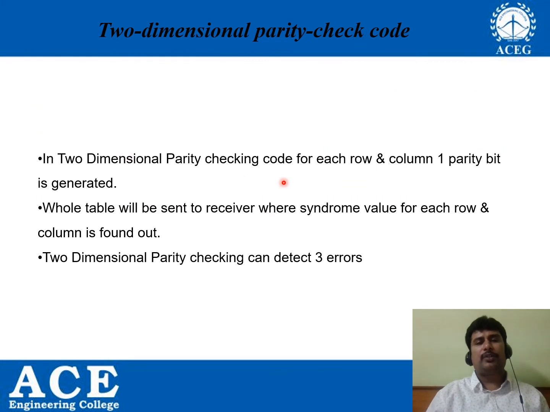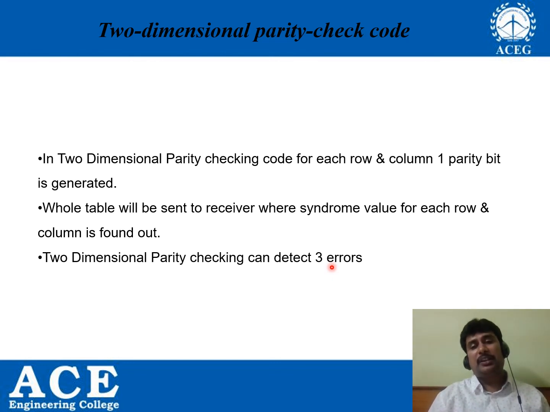Important things that we would like to understand about two-dimensional parity check code is that, in two-dimensional parity check coding, for each row and column, one parity bit is generated. That is what we discussed. The whole table will be sent to the receiver, where syndrome values are calculated. Earlier we were calculating the syndrome value only row wise, but here we are going to calculate the syndrome value row wise as well as column wise. And that is the advantage we have here for two-dimensional parity check code. Total number of errors that can be detected here is 3 errors. So your two-dimensional parity check can detect 3 errors.